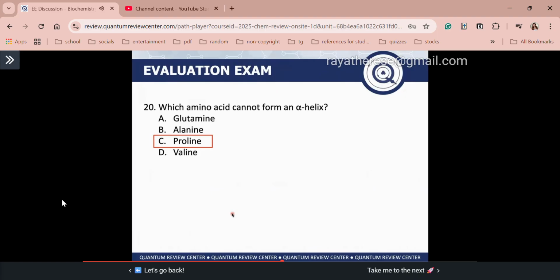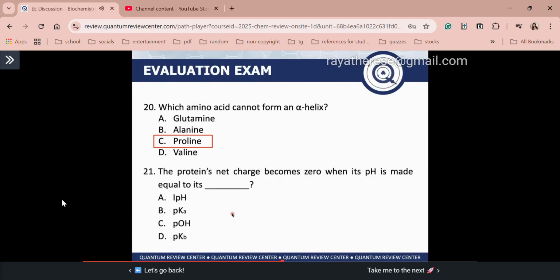But for now, let's proceed with item number 21. Very easy, right? If you know the answer here, you can actually use item number 19 in answering this question. Let's read. The protein's net charge becomes 0 when its pH is made equal to its A, pI, or your isoelectric point. B, pKa. No. C, your pOH. No, no, no. Or D, your pKb. Sir, easy question. Letter A po ang answer. That's correct.